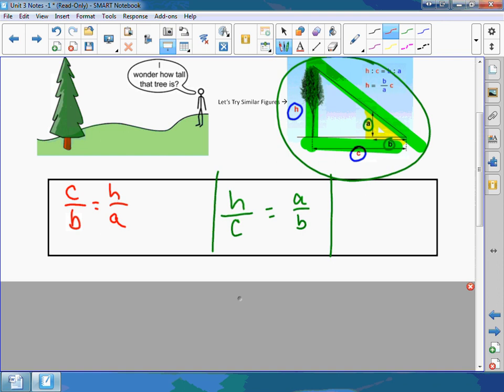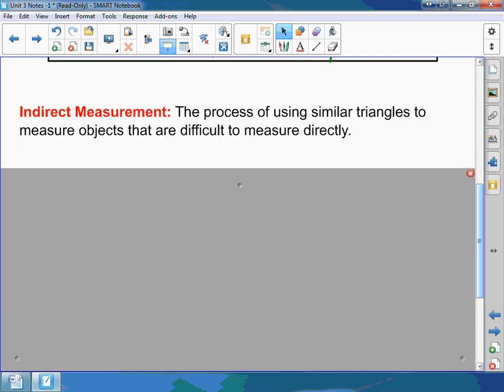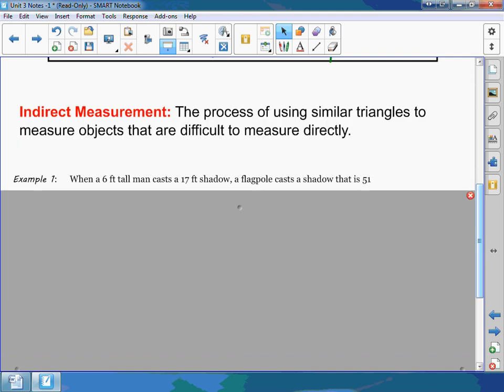So that we can apply it to not measuring something with actual tape measures or rulers or other devices like that. All right, this is that concept of indirect measurement. So here's our definition. The only definition we have in the last definition of this unit: the process of using similar triangles to measure objects that are too difficult to measure directly.